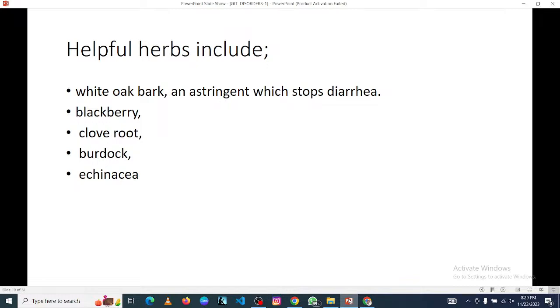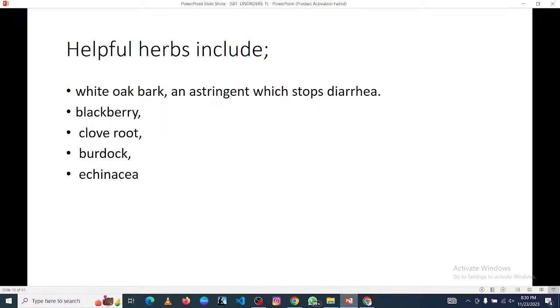White oak bark, blackberry. Blackberry is not that common in Kenya. Probably in the United States it's common. Clove root, a very bitter herb. Clove is a very bitter herb, and it's a very powerful antibiotic, anti-inflammatory. We have burdock root, we have echinacea. Echinacea is very powerful when it comes to boosting immunity and fighting bacteria and viruses. Echinacea, if you have respiratory disorders, this is one of the herbs that you need to go for.